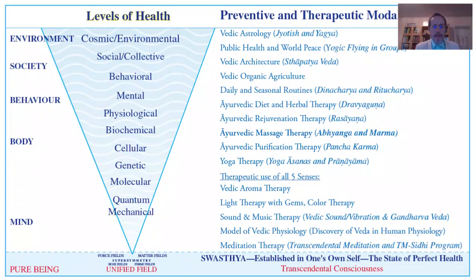The goal of all these different approaches is to achieve a state of swastya. It means to be established in oneself, the state of perfect health, transcendental consciousness. And all these different approaches aim to restore the connection between the body and its source in consciousness. And one aspect we want to discuss this evening in more detail is the aspect of creating balance in mind and body through the use of essential oils in Maharishi aromatherapy. I want now to hand over to Nadine so that she starts this webinar.